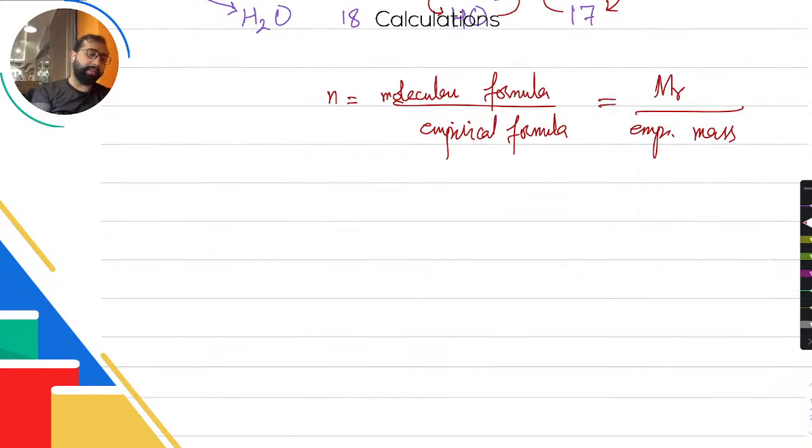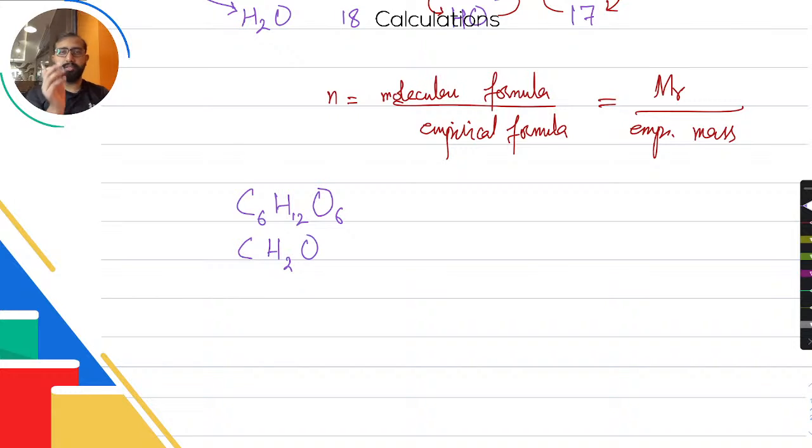Let's say I have this compound, glucose, C6H12O6. What would its empirical formula be? C1H2O1, because the ratio is 1 to 1. 6, 12 and 6, all divided by 6, gives 1 to 1. Now this is the empirical formula, and that's the molecular formula.